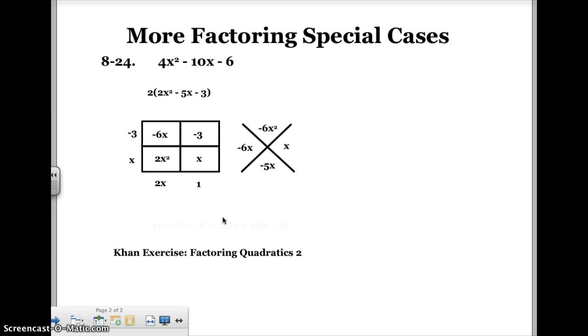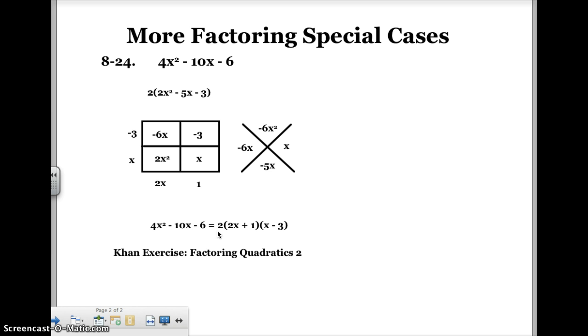Now, here is probably the most important part of this. When I write this problem as a sum and a product, I know that this dimension is 2x plus 1, and this dimension is x minus 3. They've got to be included, but I also can't forget about this 2. So when I write it as a product and sum, 4x squared minus 10x minus 6 is equal to 2x plus 1, which is this dimension, times x minus 3, which is that dimension, but I can't forget that 2 because I factored the 2 out before I did the problem.